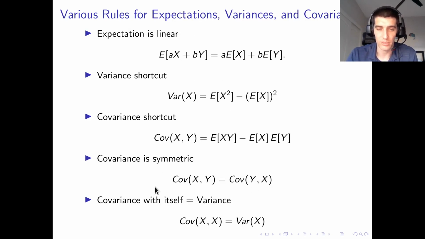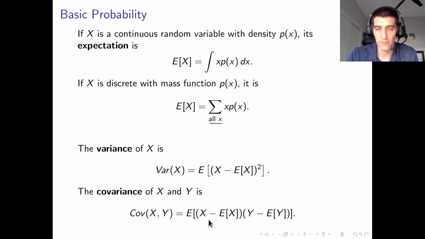So covariance is symmetric. The other thing is that the covariance of a random variable with itself is that random variable's variance. So the covariance of x with itself is equal to its variance. Okay, why is that? Well, again, if we look here, covariance of x and y, right?